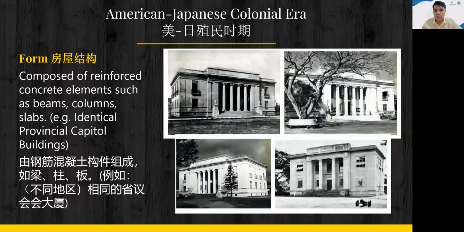In terms of form, the American-Japanese colonial era is characterized by the use of reinforced concrete, thereby making the form flexible in the structures that are being built. Reinforced concrete elements such as beams, columns, and slabs were used. Because of this, identical buildings like provincial capitals are easily made because the use of concrete makes it easier to replicate and construct these types of structures.